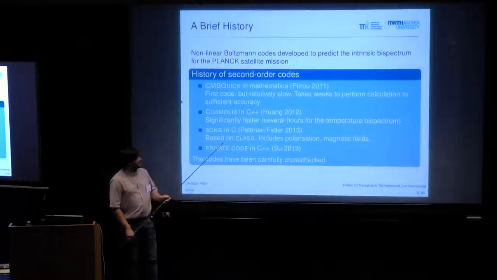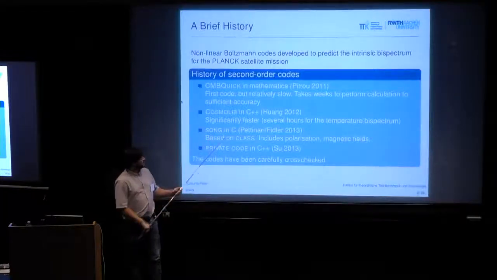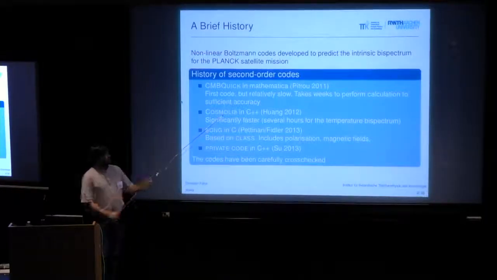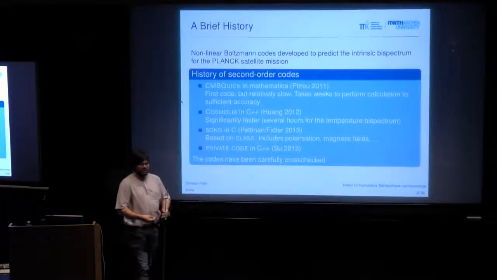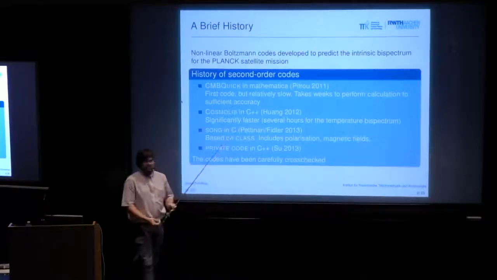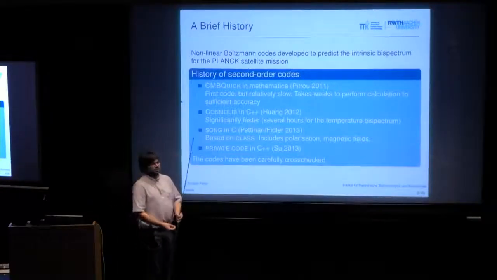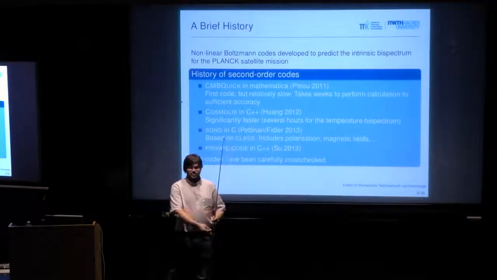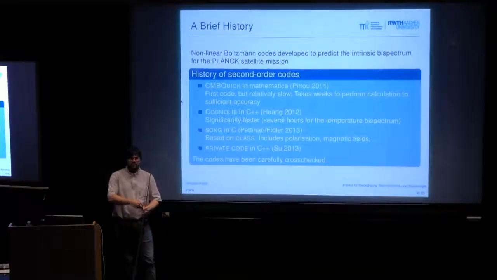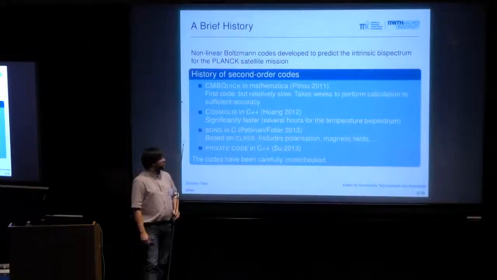Then shortly after that, we released the code SONG, which is coded in C and is directly based on CLASS. The code CosmoLib is a completely independent code that is written from scratch. And of course, in order to do a second order computation, you need to also do a first order calculation first. So the structure of the code is always: you first solve the first order equations, then you solve the second order equations, because you need to solve first order equations to compute the quadratic sources that drive the evolution of the second order perturbations.